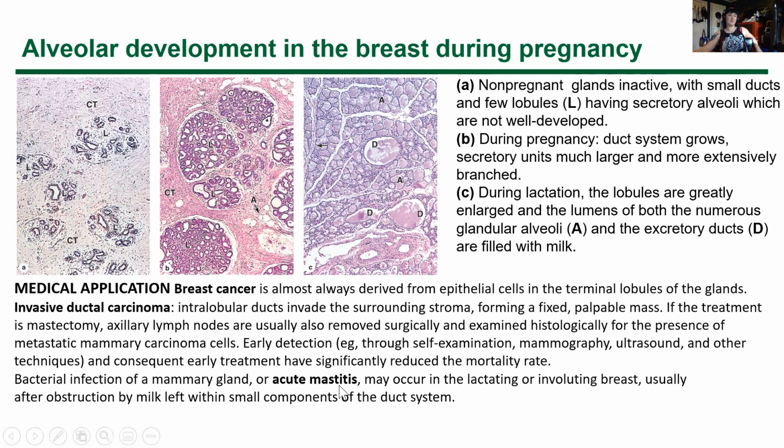So itis means inflammation and mast means breast. So mastitis means inflamed breast. This basically happens when an obstruction of the ducts is accessed by bacteria, and the bacteria are like, hooray, nutrients, and begin reproducing. And that produces inflammation, neutrophil invasion, and notably incredible discomfort in those who suffer from it.